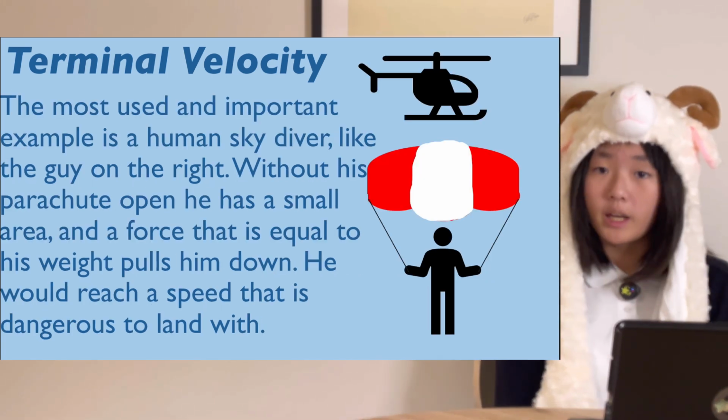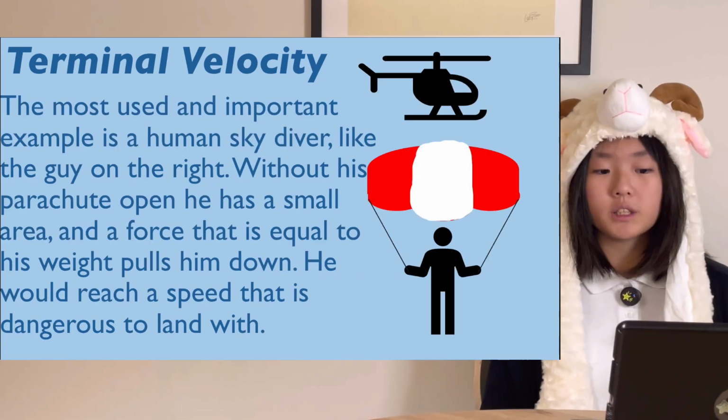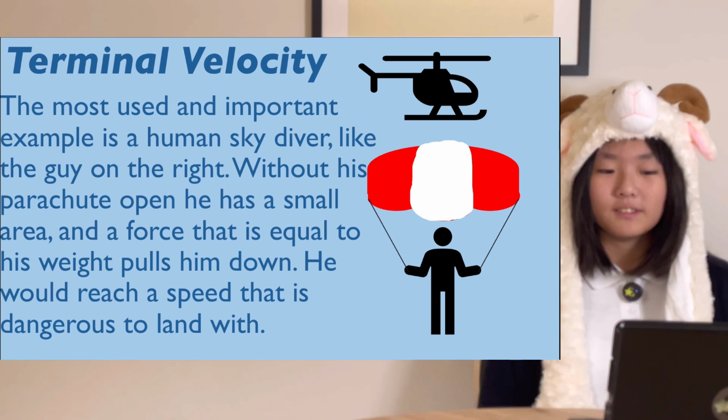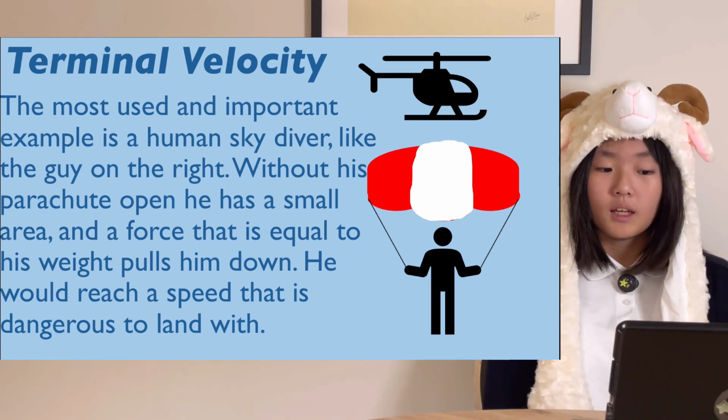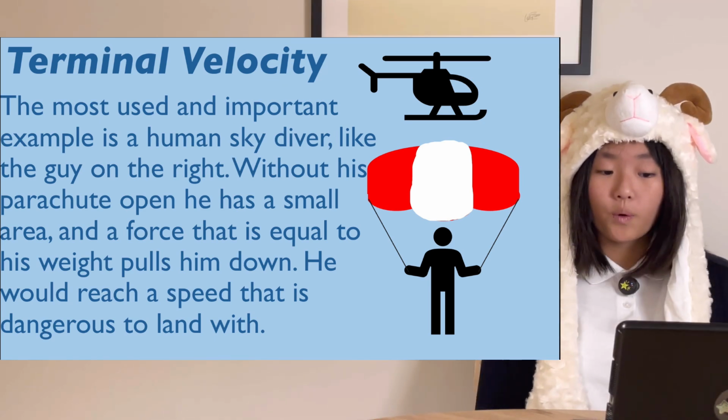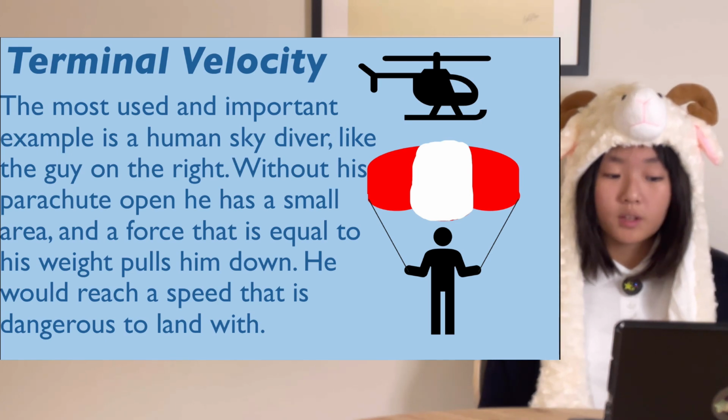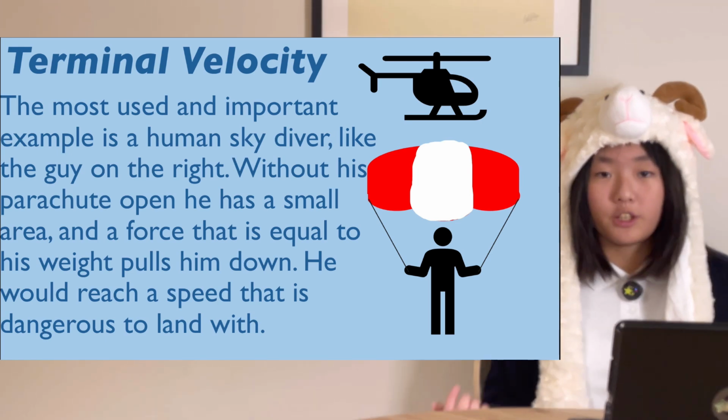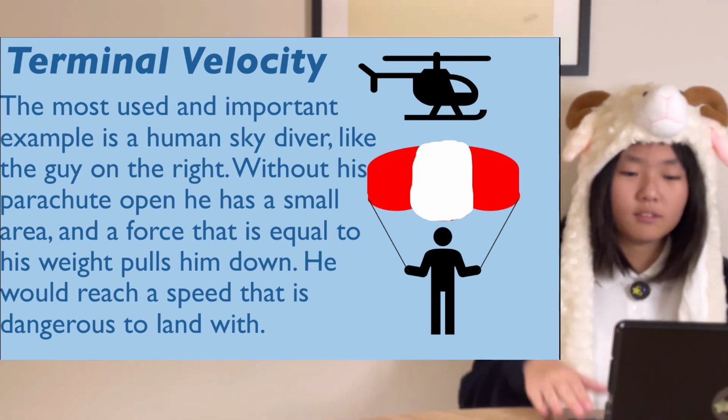The most used and important example is a human skydiver, like the guy on the right. Without his parachute open, he has a small area, and a force that is equal to his weight pulls him down. He would reach a speed that is very dangerous to land with, and he will go splat.